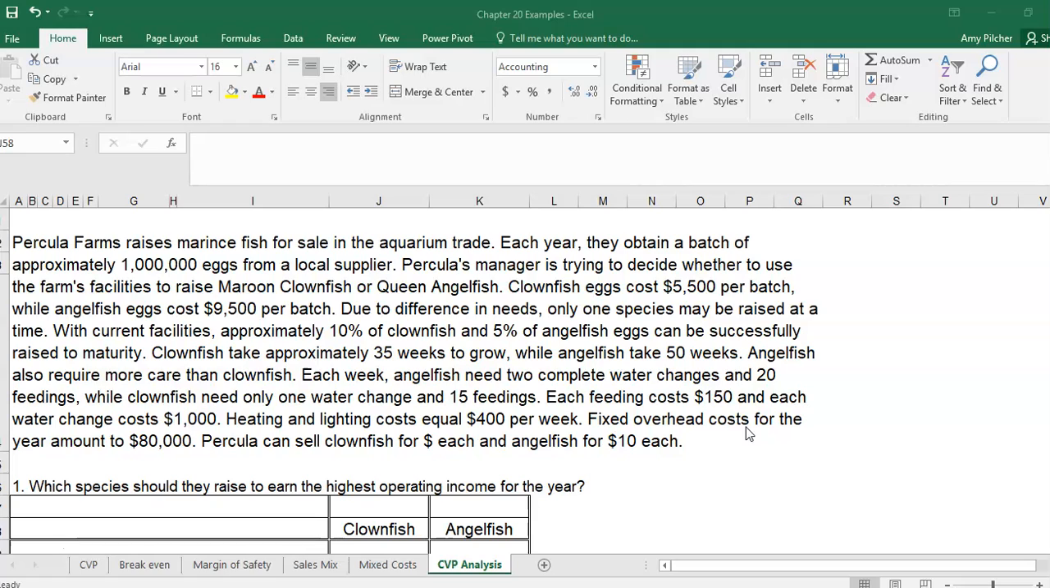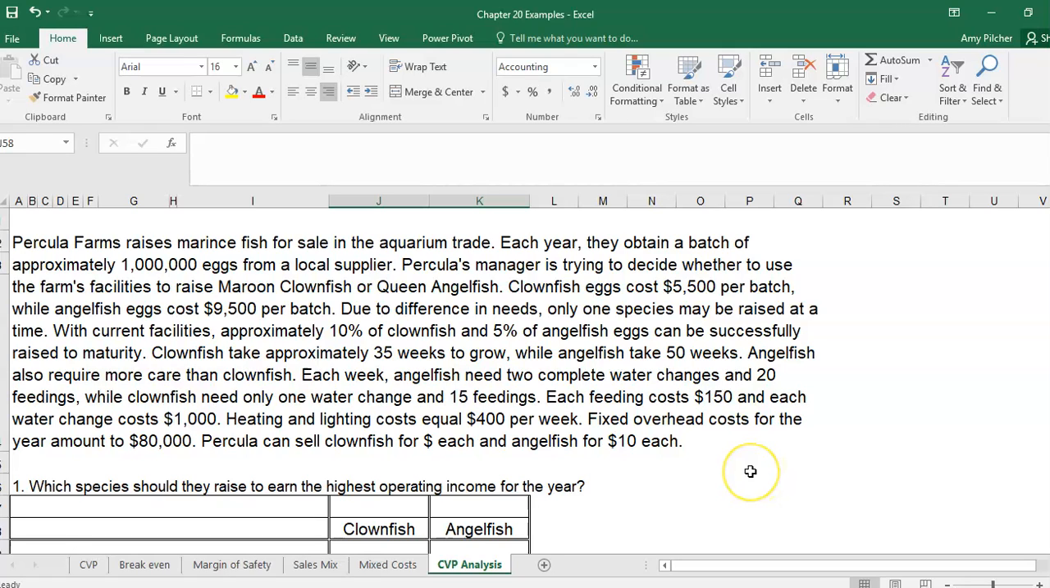With our current facilities, we can raise 10% of clownfish or 5% of the angelfish eggs, how long they take to grow, how much we can sell them for, what our various costs are. And what we want to decide is what species should we raise to earn the highest operating income. We only have the resources to pick one species. And we're going to do a cost volume profit analysis to determine what that is.